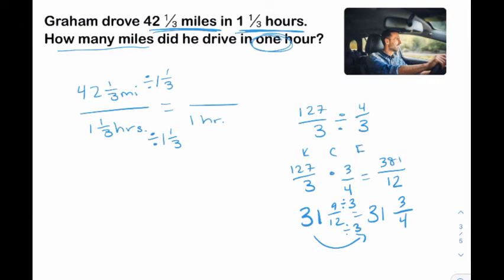Now I can complete my rate. 31 3/4 miles. So we can say Graham drove 31 3/4 miles in 1 hour.